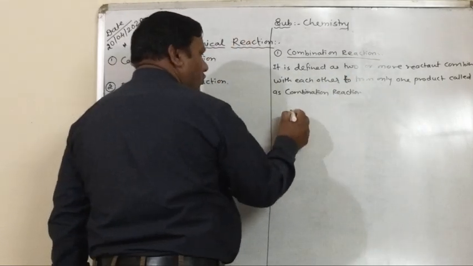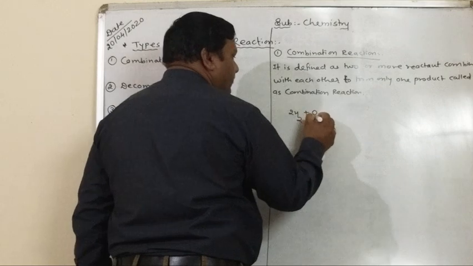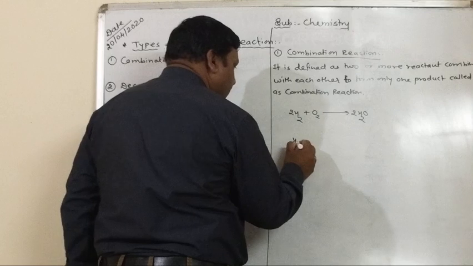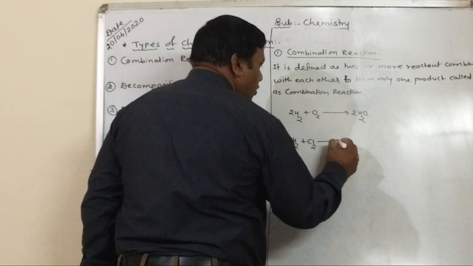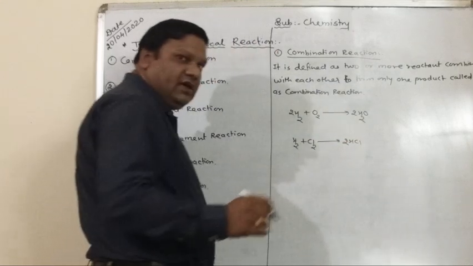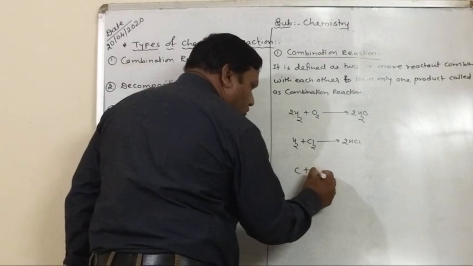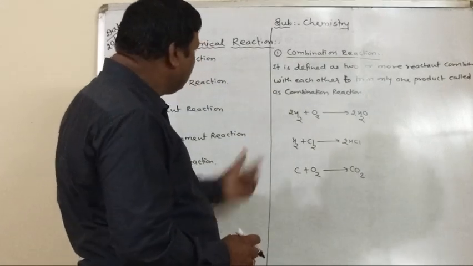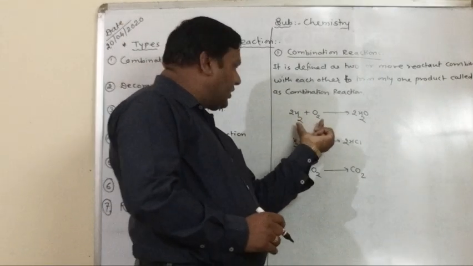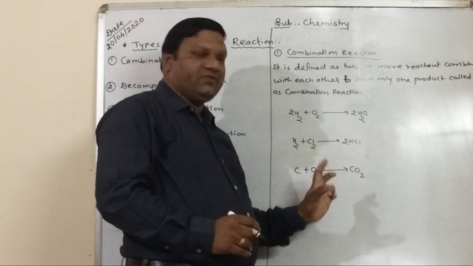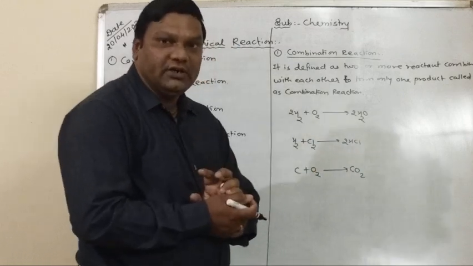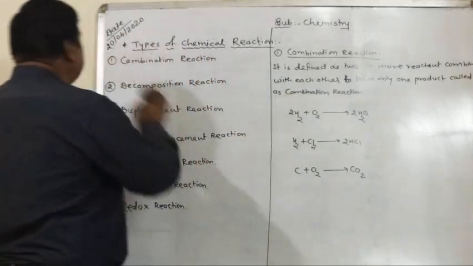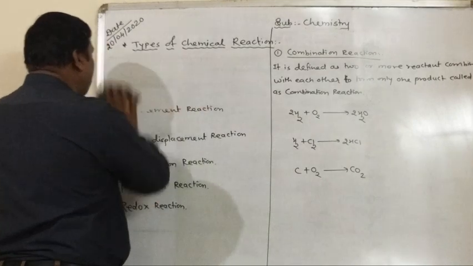For example, H2 plus O2, you will get H2O; H2 plus Cl2, you will get 2HCl; carbon plus O2 to get carbon dioxide. Understood? So when these two reactants combine to get only one product, that is called a combination reaction. Understood? So here, combination reactions are of three types.